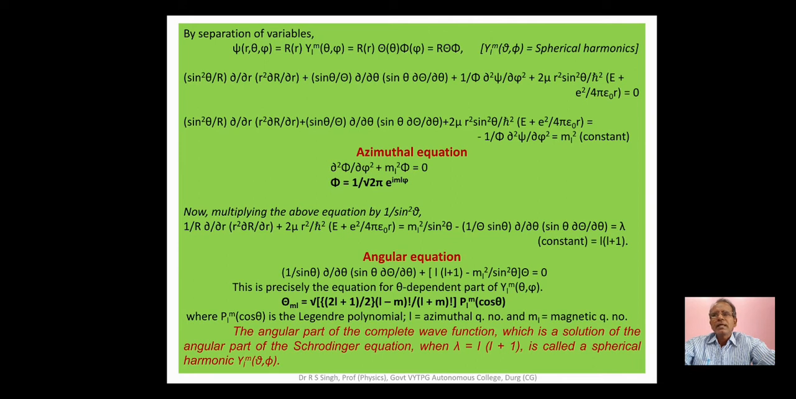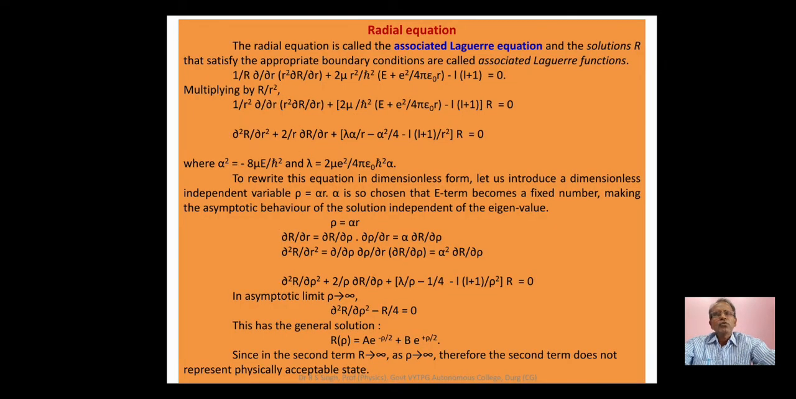We use separation of variables and write the wave function psi as the product of capital R, capital Theta and capital Phi. Then we separate the Schrodinger equation into azimuthal equation in phi, angular equation in theta and the radial equation in r. The azimuthal equation gives phi equal to 1 upon root 2 pi exponential i m phi, where 1 upon root 2 pi is the normalization constant. The angular equation gives the value of theta in terms of the Legendre polynomial P L M function of cos theta. The radial equation is also known as the associated Laguerre equation.